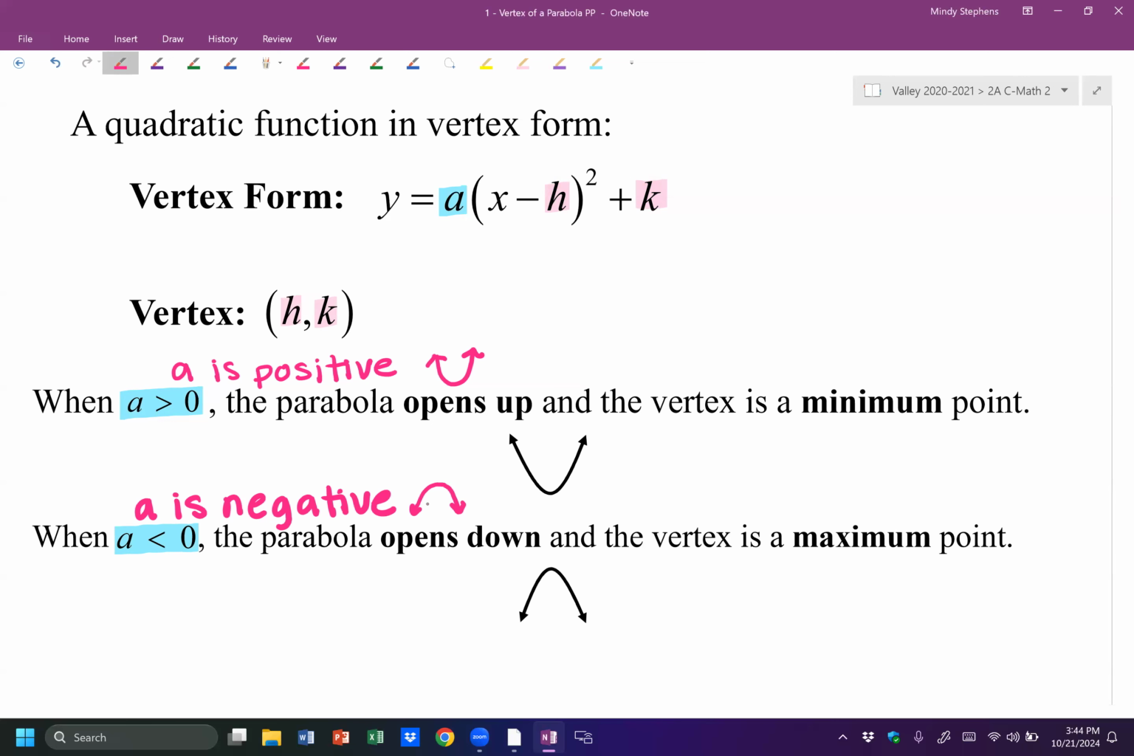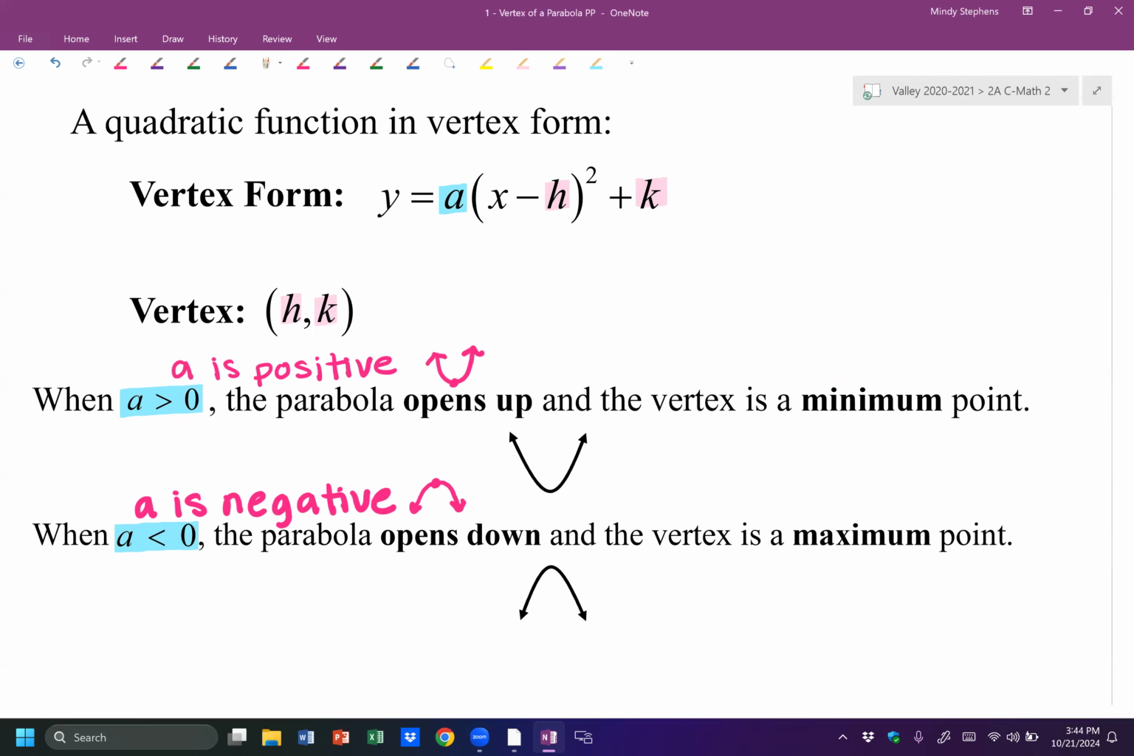So if the arrows are pointing up, this is going to be a minimum. If the arrows are pointing down, it's going to be a maximum. So first thing you have to decide is, what's the shape? Are the arrows pointing up or down? Then you can decide if it's a maximum or minimum. So let's go ahead and do all of that.